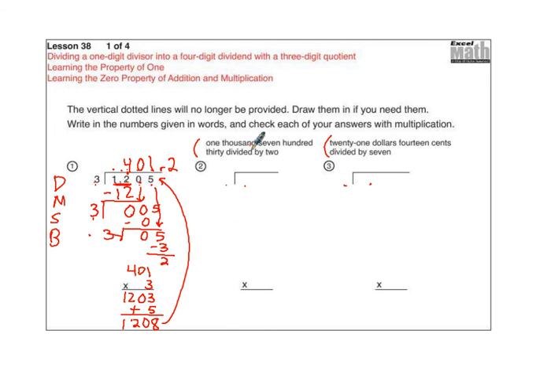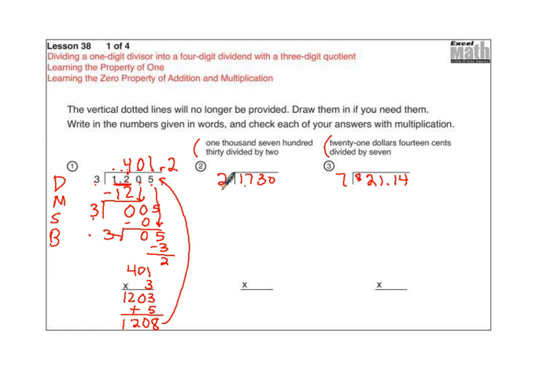All right, this says 1,730 divided by 2, and this one here says $21.14, $21.14 divided by 7.